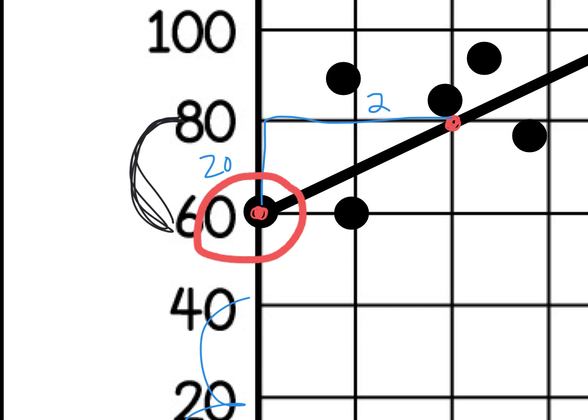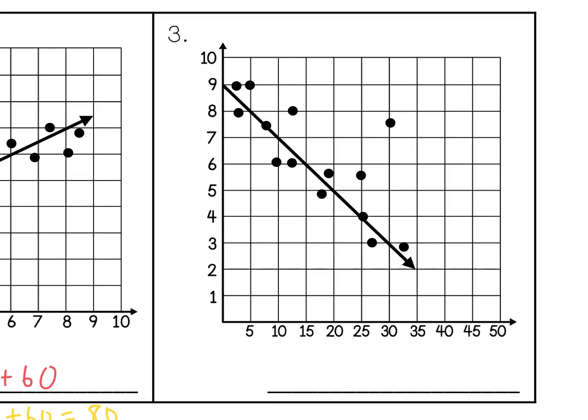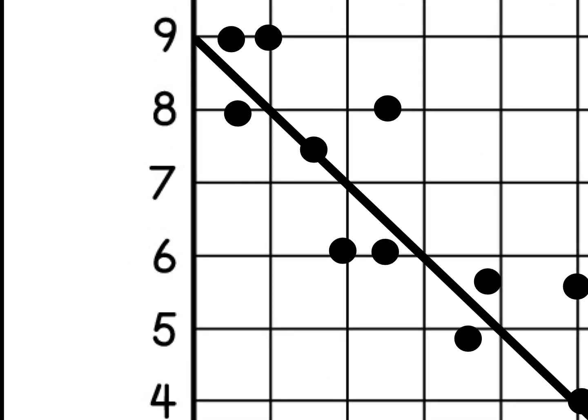Yes? No? Yes. Okay. Okay, number 3 is the same thing, except this time the bottom is counting by 5s, and the left is counting by 1s. So beware of that. So let's pick 2 points. Let's see. It's crossing here, and it's crossing here. Okay, so we can draw our triangle. Okay, what is my rise? 1. This time it is 1. What is my run? How far? 5, because these are increasing by 5 each time.